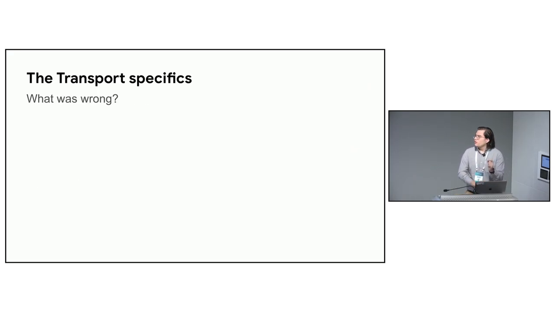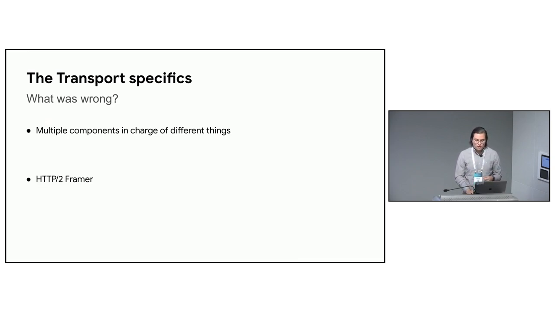Talking about the specifics of the transport, we're going to look at the HTTP2 framer. The transport has multiple components in charge of different things, like flow control and stream management, amongst other things. However, my project revolved around the HTTP2 framer. The HTTP2 spec works by sending what we call frames, which are the most basic unit of communication in the HTTP2 spec. We call the piece of code that's in charge of making these frames the framer.